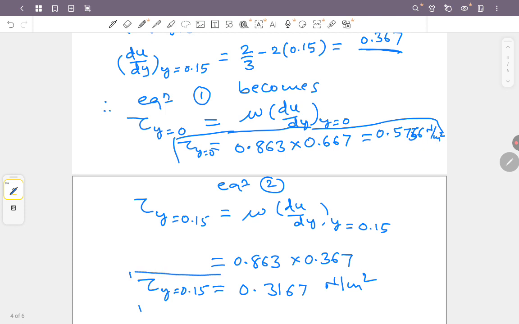This is how we have to calculate the shear stresses at different y distances according to the given data here.